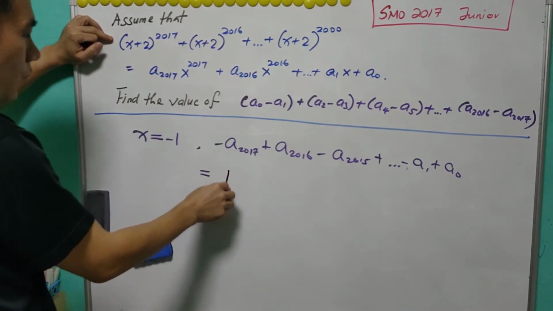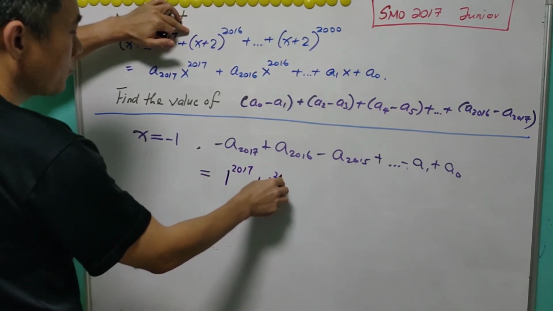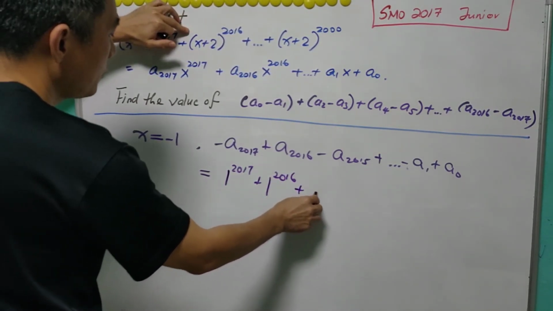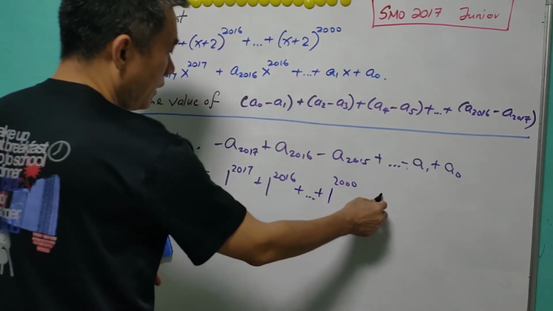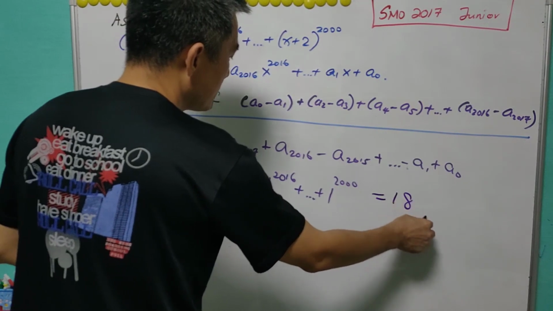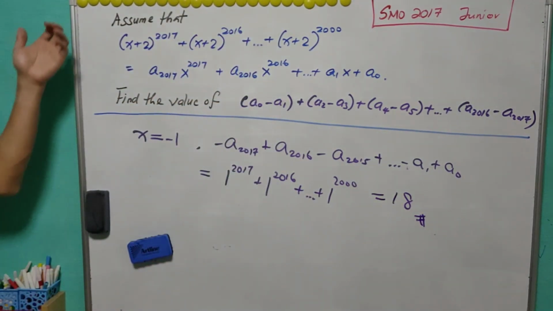Since these two expressions are equivalent, we can substitute x equals -1 into the expression above. So it will be just 1 to the power of 2017 plus 1 to the power of 2016 all the way to 1 to the power of 2000, and there are 18 ones. So the answer is simply 18. And 18 is the answer for this question.